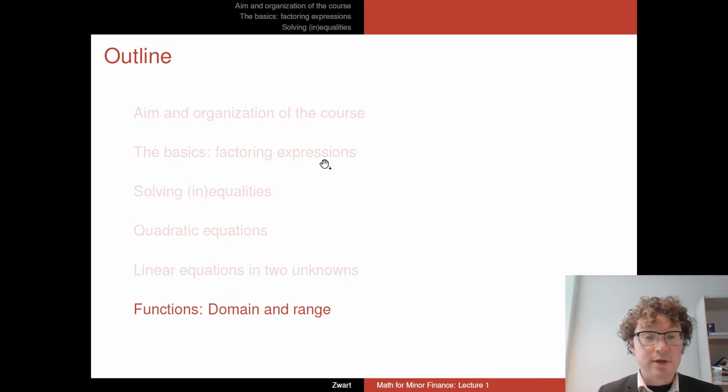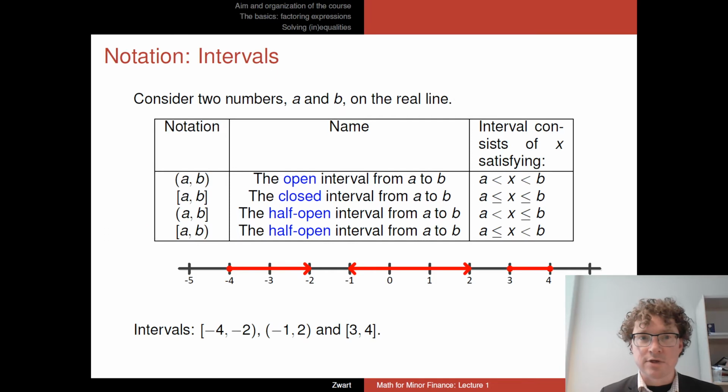So let's go now to the last part of today's lecture, which is about functions. A reminder again of what functions are, in particular also what the domain and the range of a function is. So let's have a look first of all at some notational questions, in particular the notation of intervals.